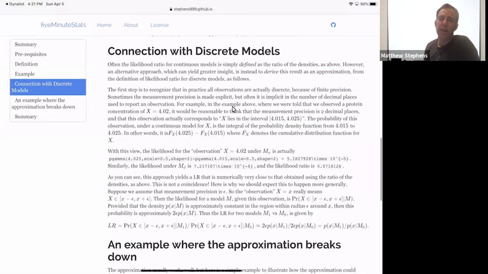Okay, so why is it okay to just use the densities? Well, some people just define the likelihood ratio in terms of the densities, but I would prefer to think about this in terms of defining things in terms of probabilities, and then deriving what the answer should be for continuous distributions. And that's just because sometimes this way of thinking can break down.